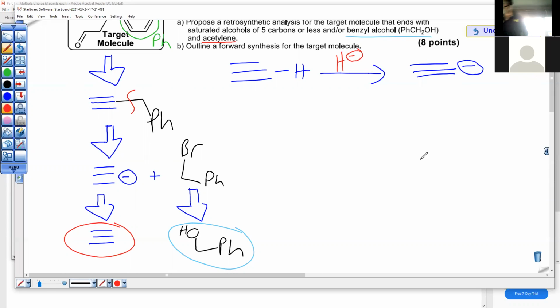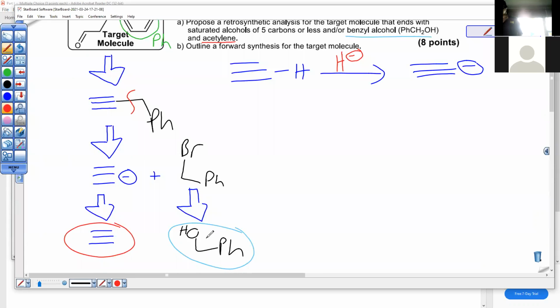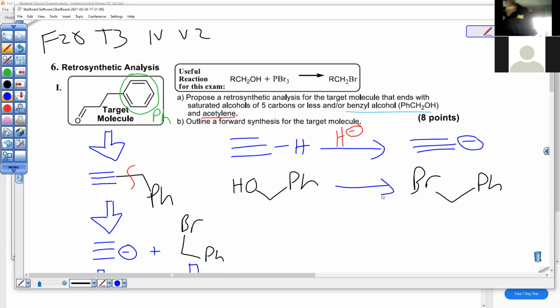Okay. Now, how do you make this into this? Don't shake your head. Copy what you see here. HOCH2 phenyl becomes BrCH2 phenyl. Just use the chemical I gave you right there: phosphorus tribromide.